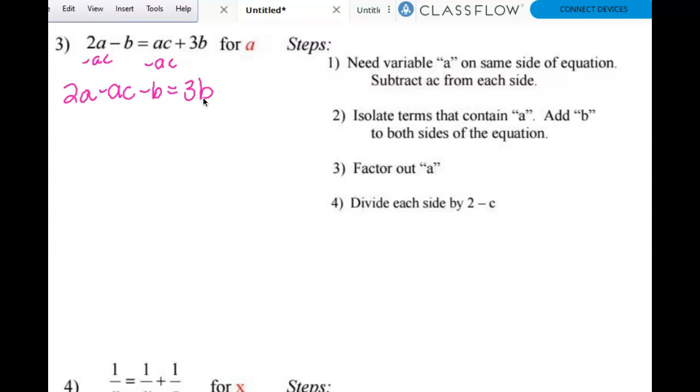So I have 2A minus AC minus B equals 3B. So now what am I going to do? Add the B. And if I add the B, what's 3B plus 1B? 4B.